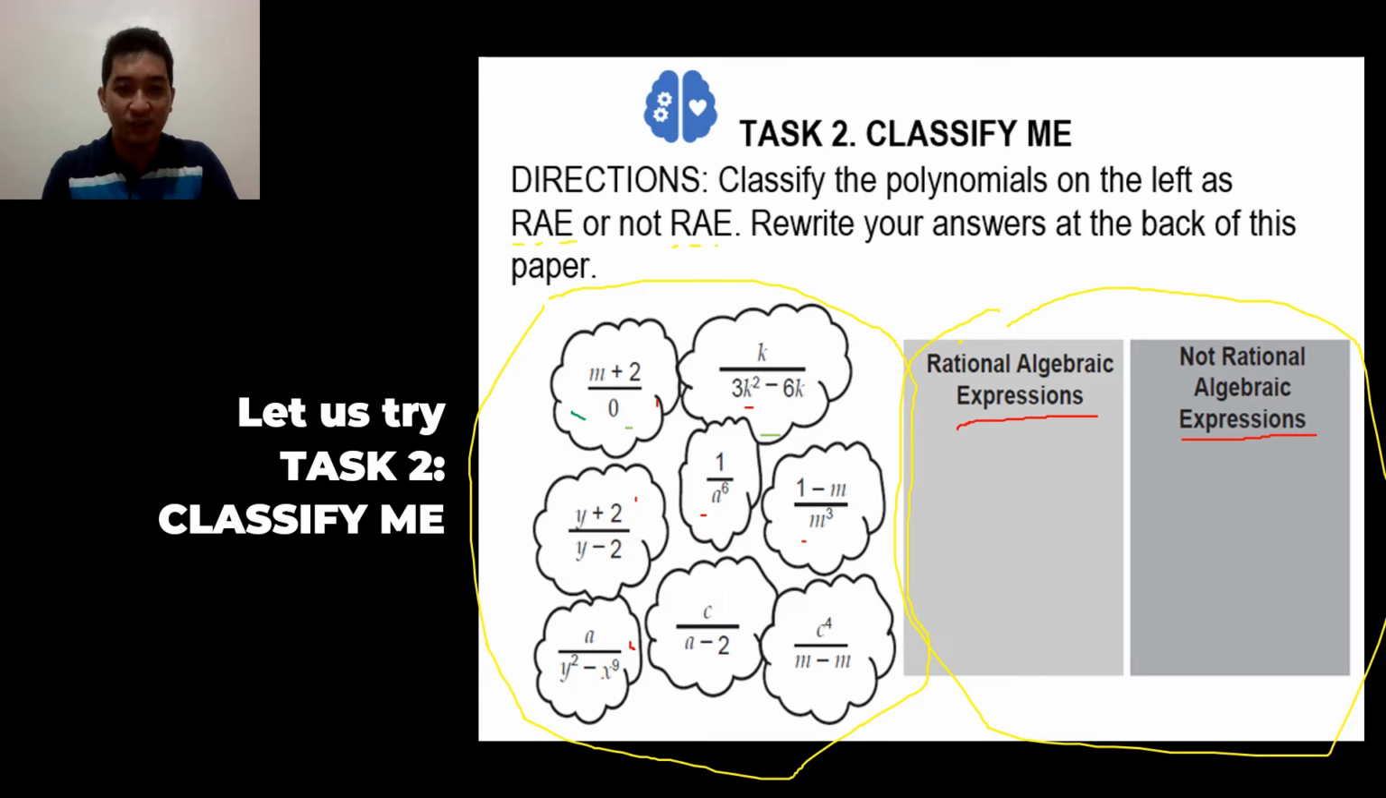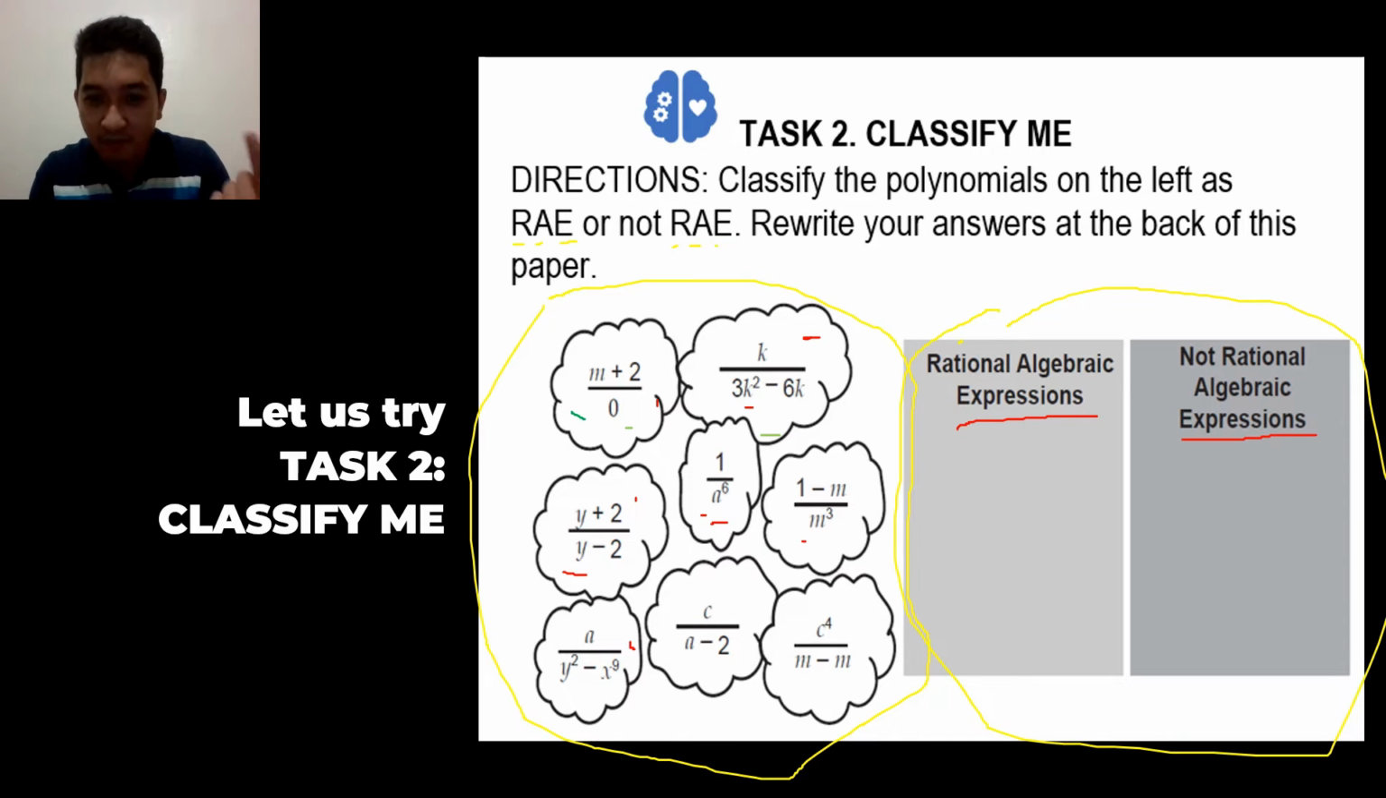Alam niyo na yon. Next, k over 3k squared minus 6k. Okay? So, dapat daw polynomial parehas. Polynomial kaya iyang parehas? Okay, next. Y plus 2 over y minus 2. O, polynomial ba parehas sa numerator at denominator? Ano sa tingin nyo? Sa tingin ko, oo. Next, 1 over a over 6. Polynomial ba parehas? Sir, wala namang kasaling letter yung isa. Pwede yun. Constant term yun. Constant expression yun. So, ano kaya yun?